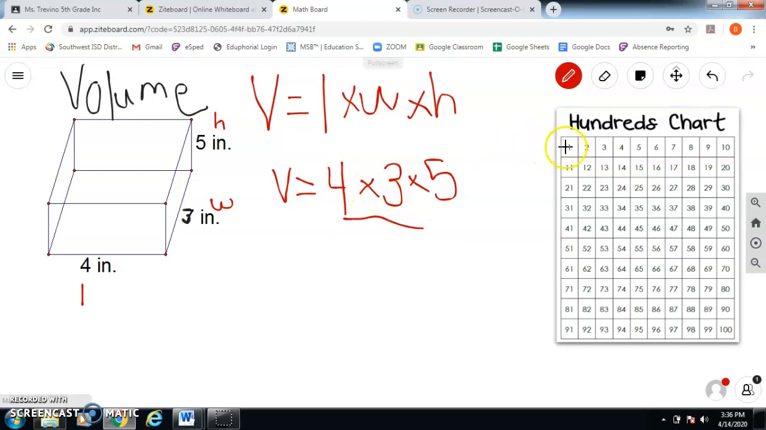Okay, so 1, 2, 3, that's 1. 1, 2, 3, that's 2. 1, 2, 3, that's 3. 1, 2, 3, that's 4. Okay, so 4 times 3 is 12. Okay, so now our new problem is 12 times 5. Okay, so 12 groups of 5, or if that's too much for you, you can write it up and down, right? 12 times 5.